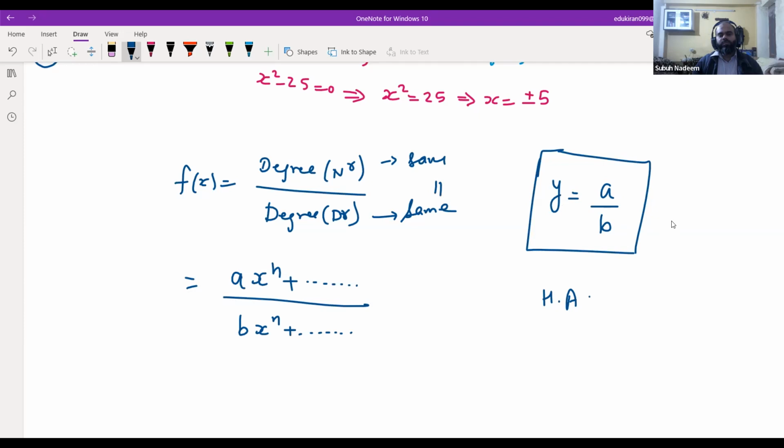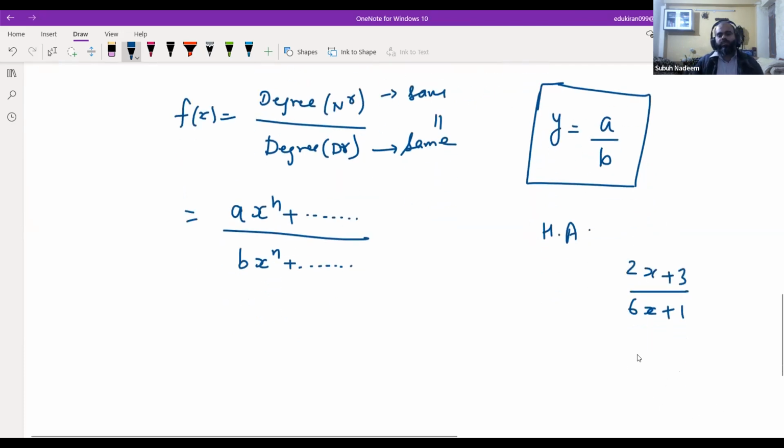Is it 2x plus 3 by 6x plus 1? 2x plus 3 by 6x plus 1. So what will be A by B here? Sorry, sir? What will be A by B? What is A? 2x plus 3. Yes, everything is not A. I think 1. 1 is A. How?